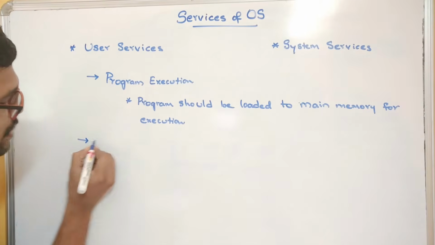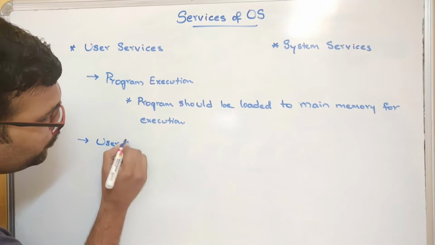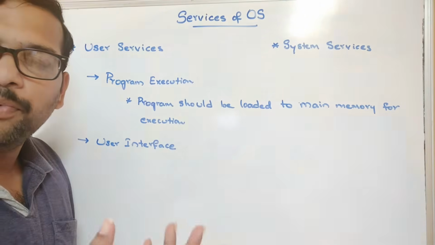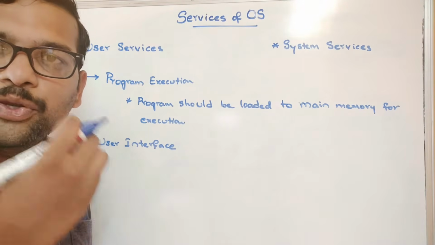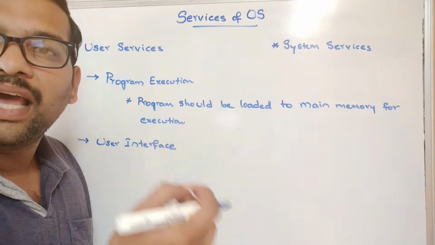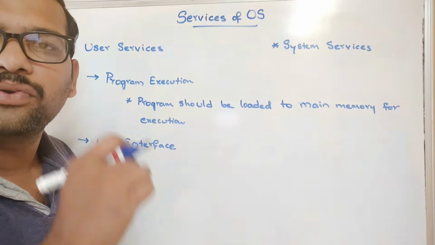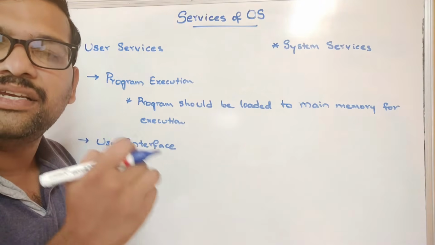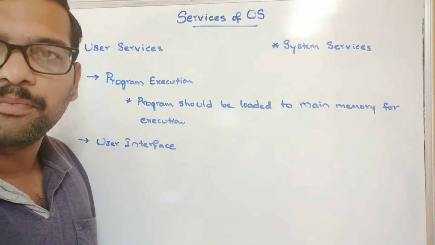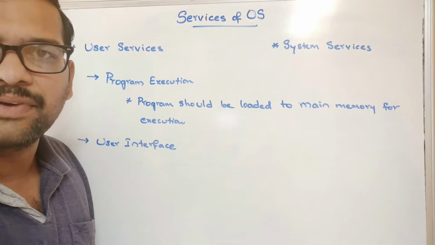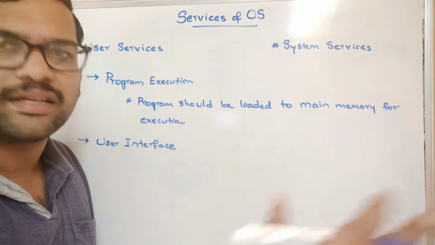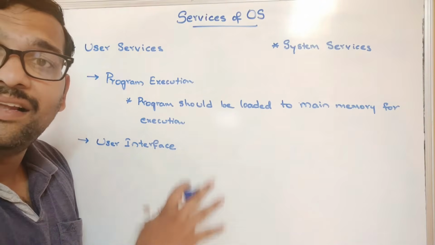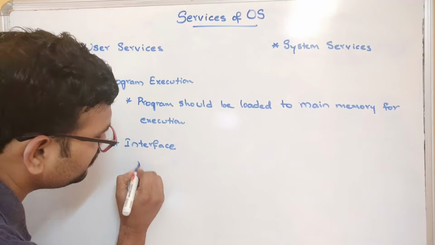And the second service is user interface. In order to communicate with the computer is somewhat difficult because the user has to communicate with the computer with the help of instructions. For everything you have to use some instructions, and by using this interface it makes it very easy for the user to communicate with the computer. Here the computer means the hardware, that means either processor or memory or IO devices, etc. So the user can use this interface to easily communicate with the system, and this interface is of two types.